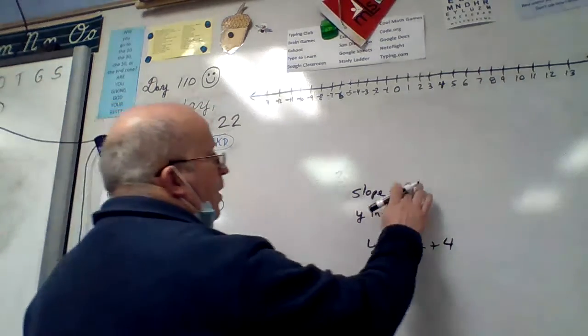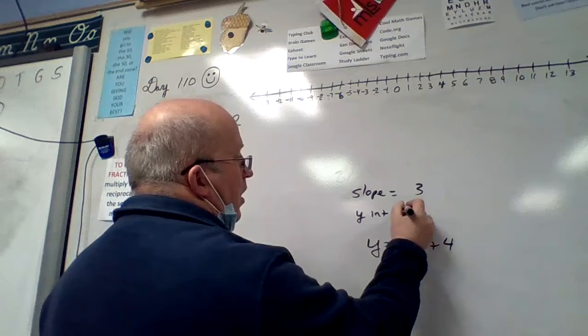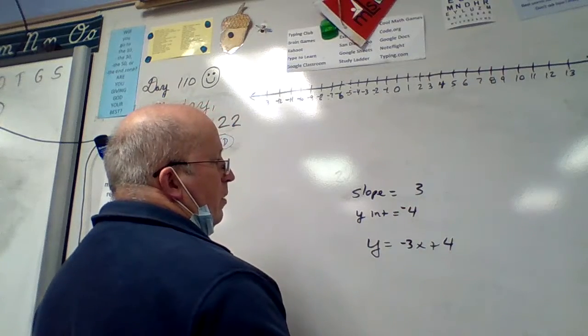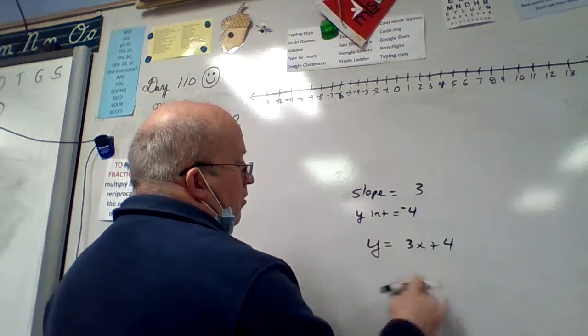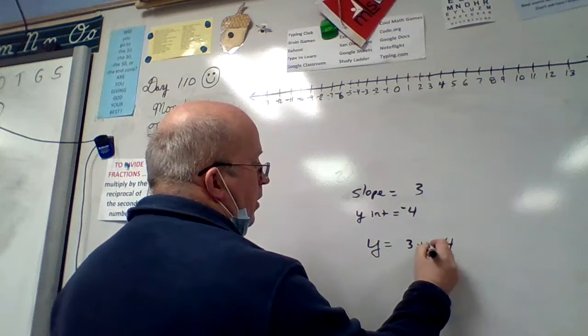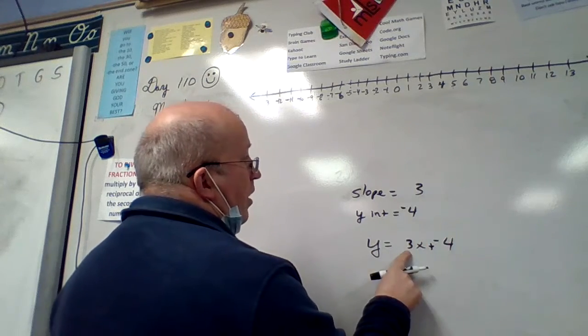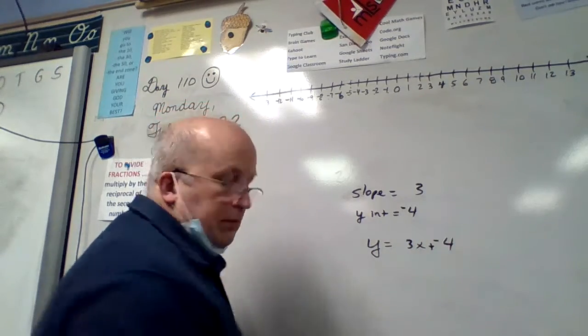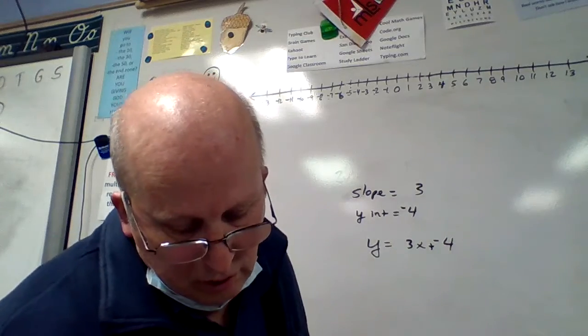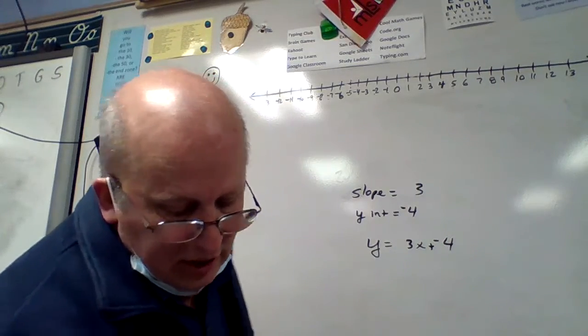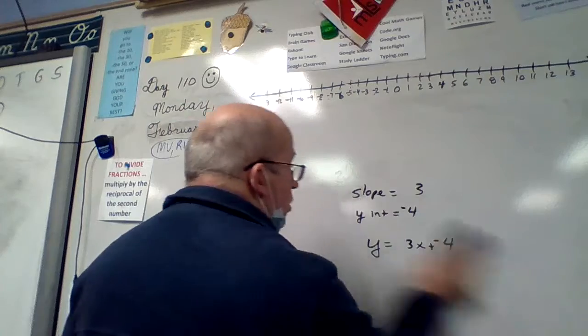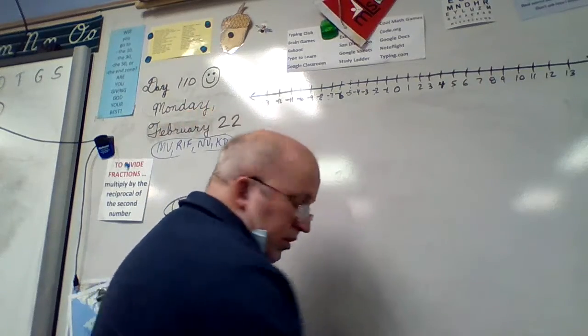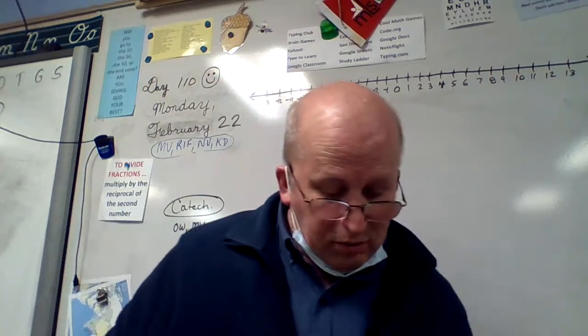What if it was positive 3 on the slope and negative 4 on the y-intercept? Well, I've just changed some values a little bit. I would make this a positive 3, and I'd make this a negative 4. Done.